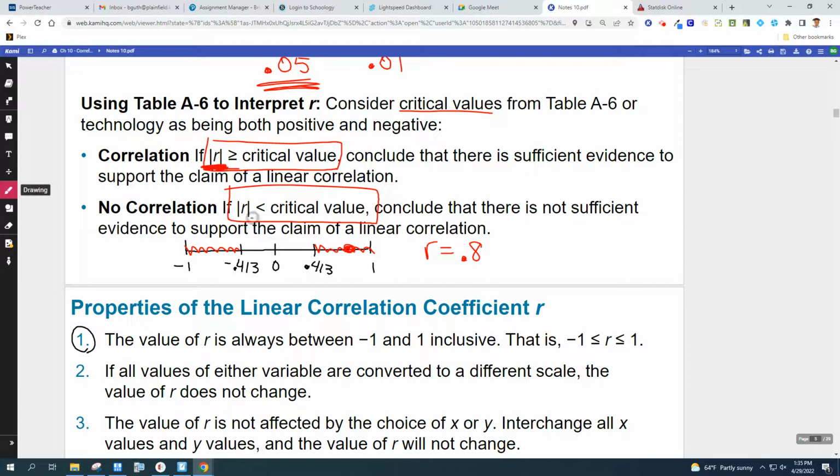But what's going to happen if this distance is less than the critical value, R would be inside here. If R is inside here, we can conclude there's not sufficient evidence to support the claim of linear correlation. I think it's a lot easier once you look at that picture.